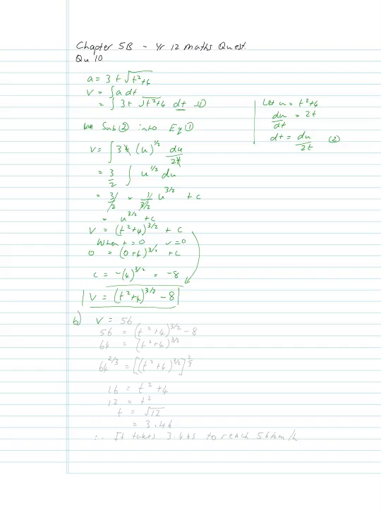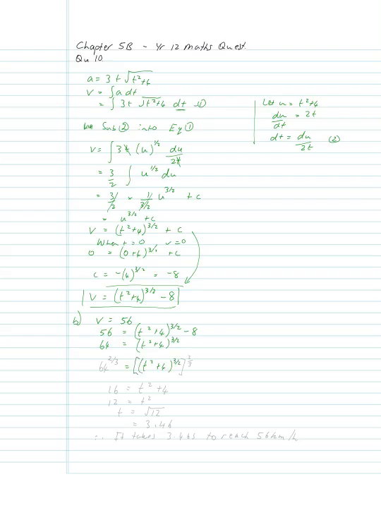For part B, we've got to find the time to the nearest hundredth of a second when the car reaches 56 kilometres per hour. So first of all, I need to put v is equal to 56. So we have 56 equal to t squared plus 4 to the power 3 over 2, take away 8. So now I need to add 8 to both sides. So we're going to get 64 is equal to t squared plus 4 to the 3 over 2.